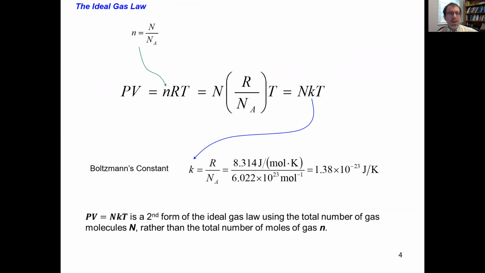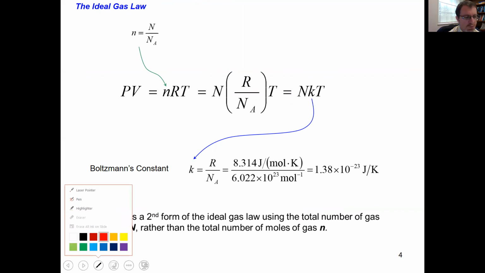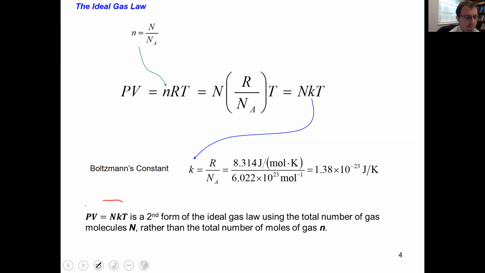All right, we can take this ideal gas law, PV equals nRT, and substitute in that expression for the number of moles. When we do that, we can develop another equation for the ideal gas law. It's right here at the bottom of the screen. Let me highlight that real quick. There's another equation for our ideal gas law.